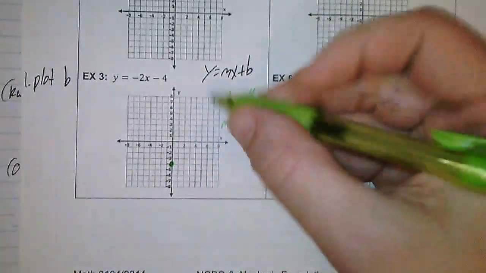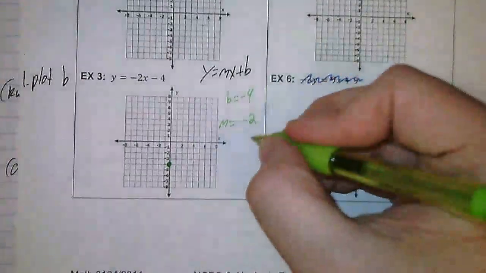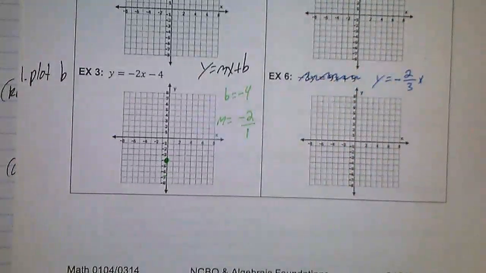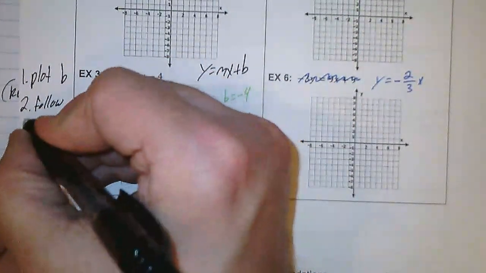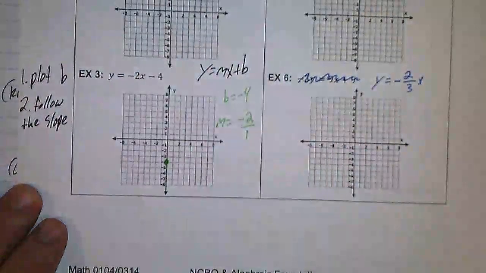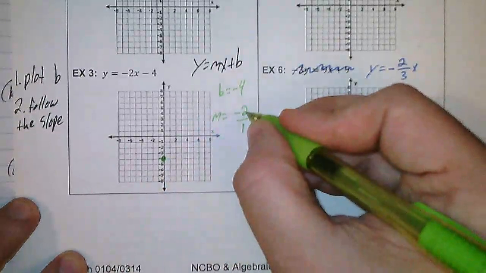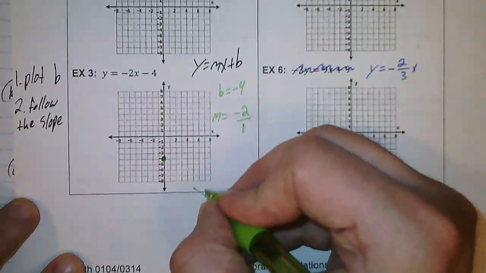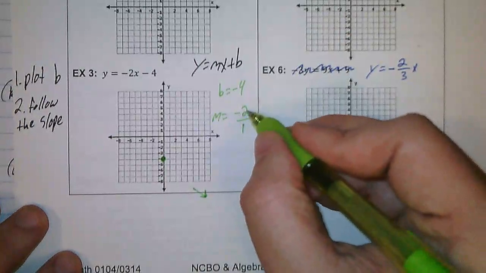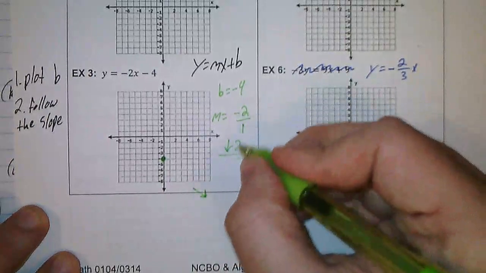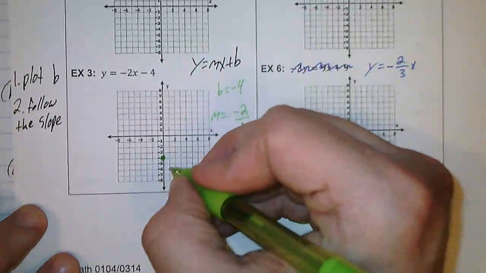M is, in this case, -2. Now, if we're graphing by hand, think about slope as a fraction, -2 over 1. So we want to plot the y-intercept and then just follow the slope. Your rise and run. We know this is a negative slope, so it should be falling from left to right. If we put the negative sign in the numerator, then we go down 2 and to the right 1.